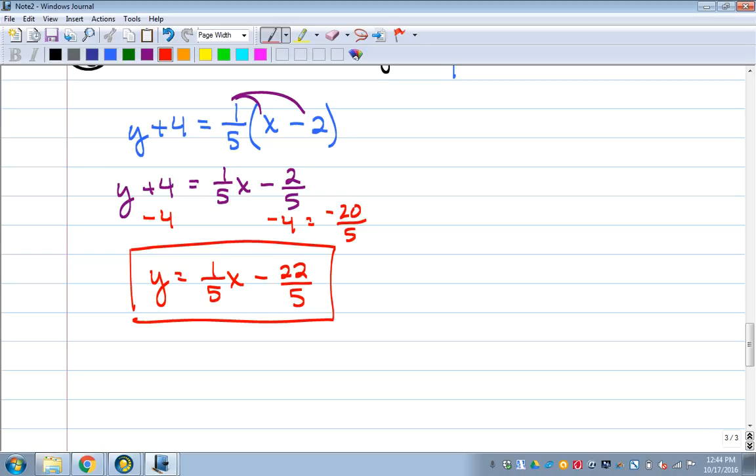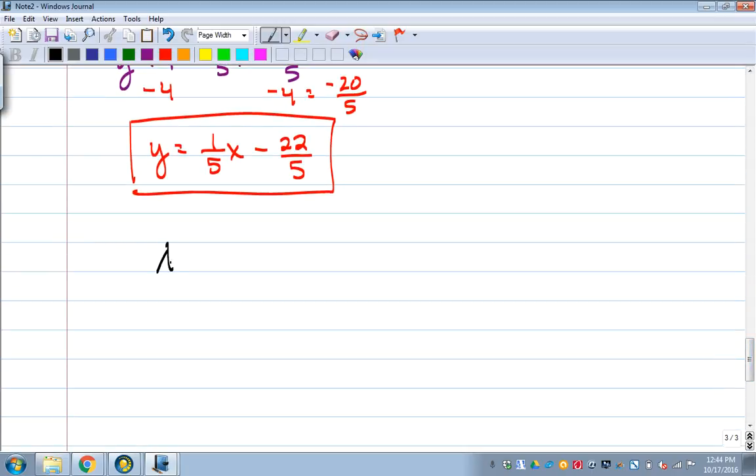All right. So writing equations of parallel lines. Parallel lines have what? What's the deal with the slopes on parallels? Parallel lines, the slopes are the same. Perpendicular lines, what do you have to do? Flip it and change the sign. That's the part we need here.